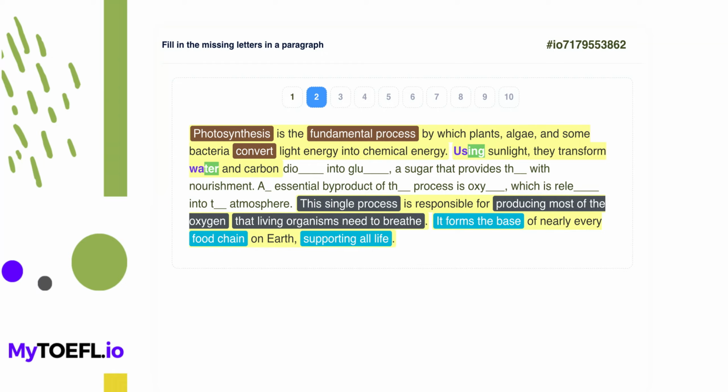Let's look at the third blank, which is part of a compound noun. Using sunlight, they transform water and carbon blank into blank, a sugar that provides.